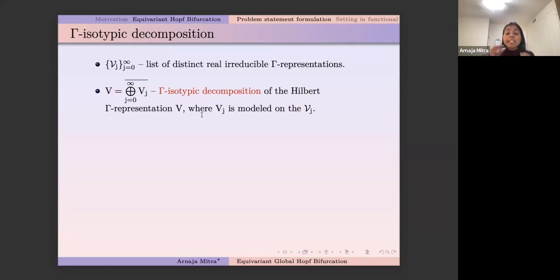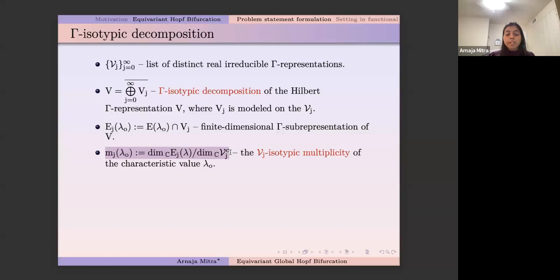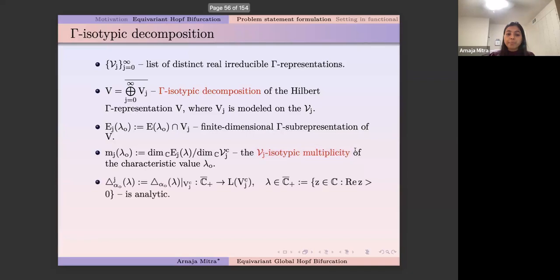that each Vj will consist of all the equivalent real irreducible representations of nu j, and that is known as being modeled on nu j. And each of these Vj is known as the gamma isotypic decomposition. And similarly, for the eigenspace we have, we take the intersection with this decomposition. It is just a partition of V in terms of irreducible representations, and we take the intersection with the eigenspace. Similarly, we modify our algebraic multiplicity by this definition, which is known as the nu j isotypic multiplicity.